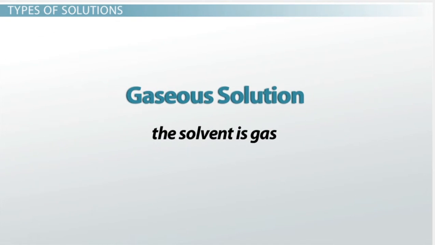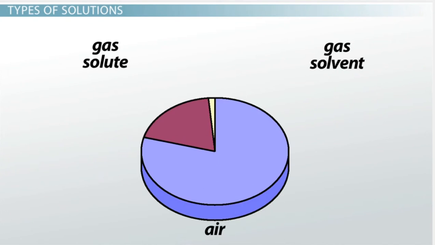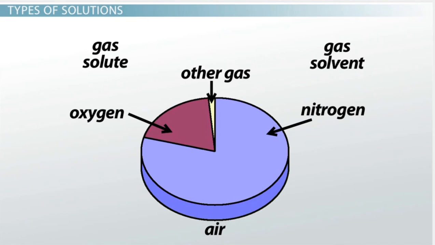Gaseous solution: the solvent is gas. Gas, gas: a gas solute and a gas solvent. A great example is the air around us, which is mainly composed of nitrogen and oxygen. Other gases are also present, such as carbon dioxide, neon, and helium, but in very small amounts.